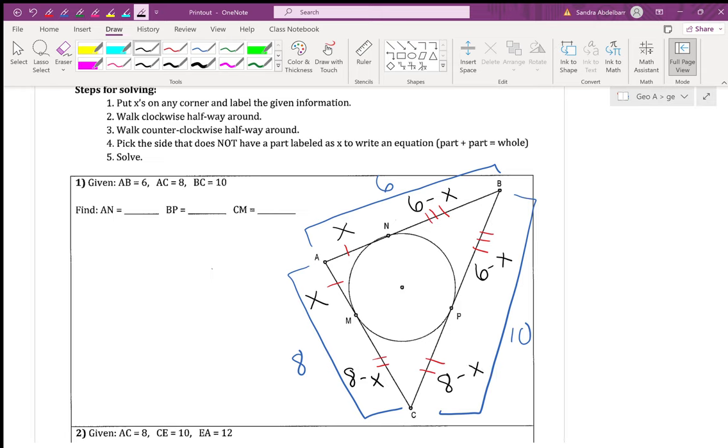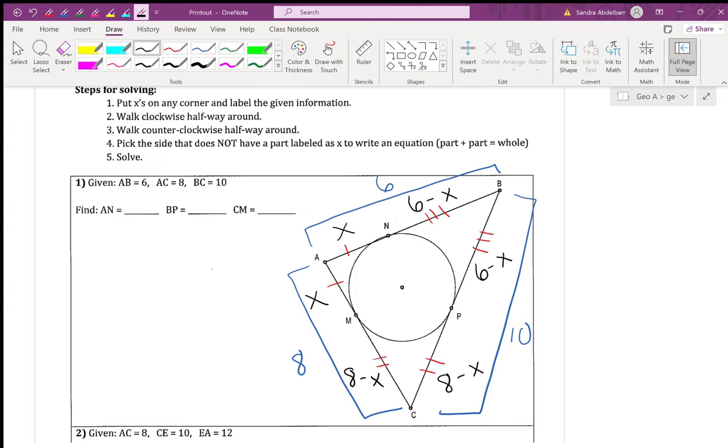Okay, so now we're going to pick a side where the X's do not cancel. What do I mean? For AB, if I add them together, X plus 6 minus X, won't they just cancel? And for AC, if I add them together, X plus 8 minus X, wouldn't the X's just cancel? All right, so I'm choosing the side where the X's do not cancel. 6 minus X plus 8 minus X. Negative X plus a negative X is a negative 2X. Are we okay there? Yeah, so you choose the side where the X's do not cancel.